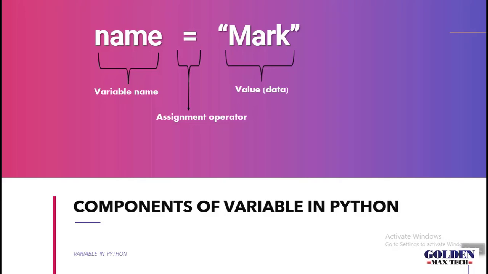The third component of a variable in Python is the value or the data that you want to store. In this case, our data is mark. And I'm going to explain further how to arrange your data if you want to store it in a variable.